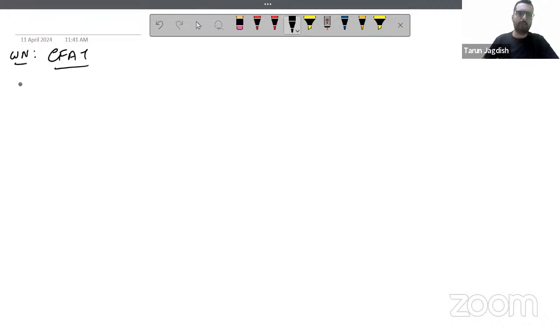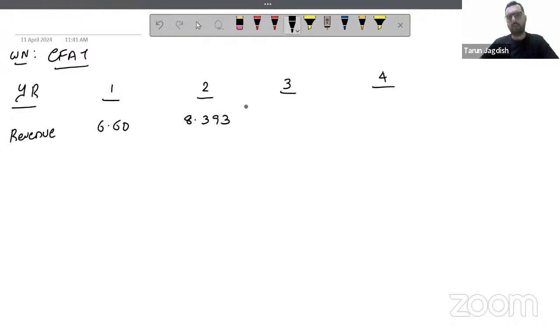Cash flow after tax. So I'll write here, you have 1, 2, 3, 4. Okay. So first I'll start with revenue. So I believe our revenue is 6.6, 8.393, 10.3594, 11.0854.